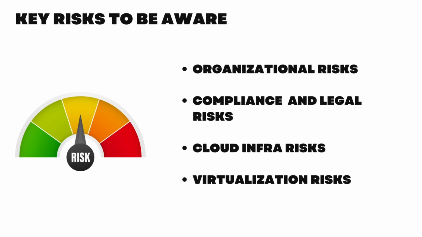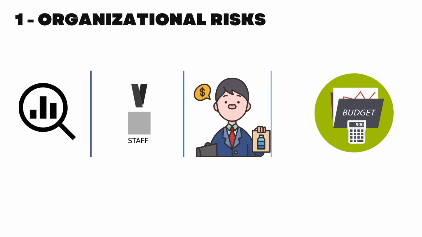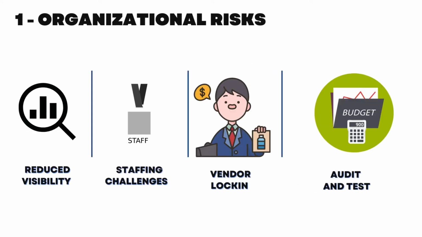What are we talking about? So there's organizational risk, compliance and legal risks, cloud infrastructure risks, and virtualization risks, okay? So these are the main risks. We'll cover them one by one. So what are the organizational risks? These are the risks which potentially impact business processes, company policies, you know, anything else that a company views as important. So one of the things which we have to keep in mind is reduced visibility.